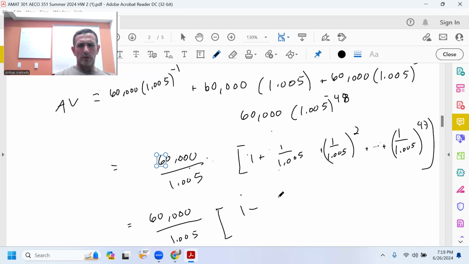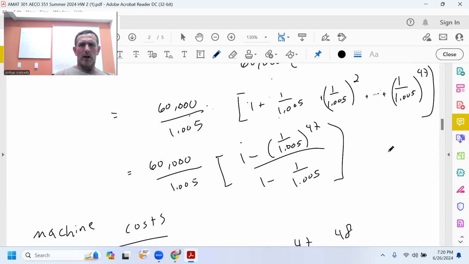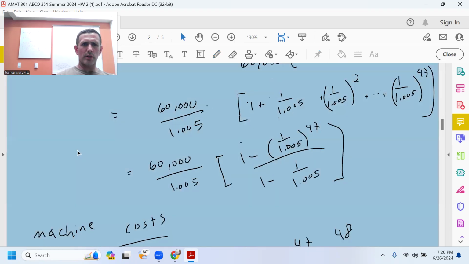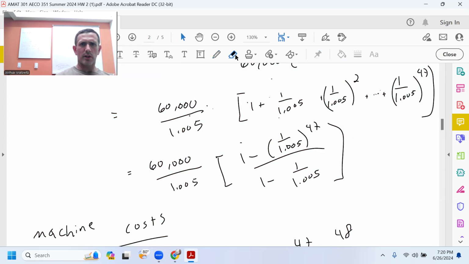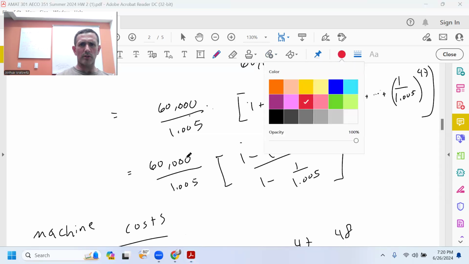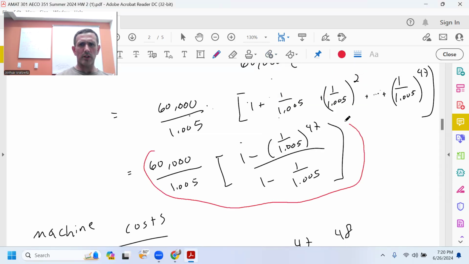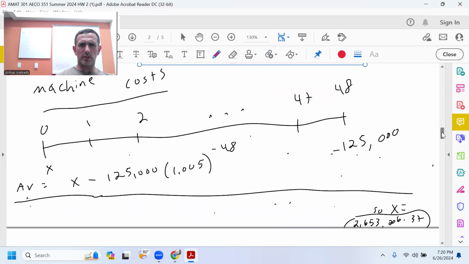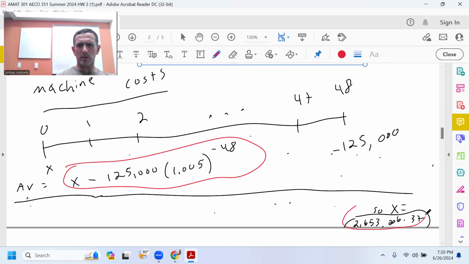So it's 1 minus 1 over 1.005 to the 47 over 1 minus 1 over 1.005. So all you would do next is what I'm going to circle, set all these to be equal. So whatever this is, set this to be equal to this, and you get the same answer right here.